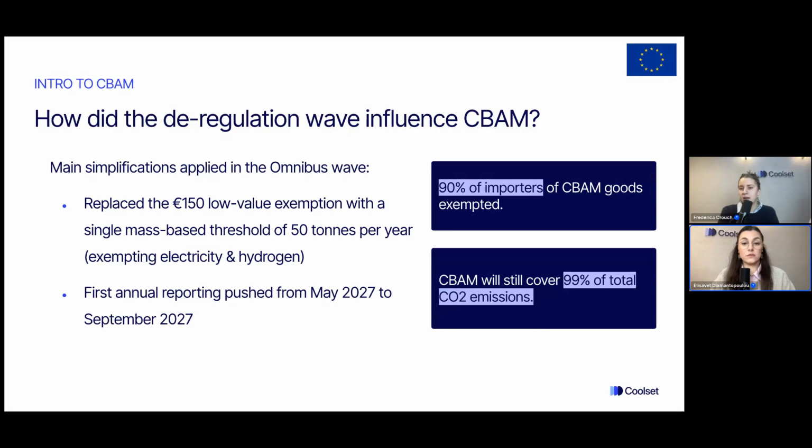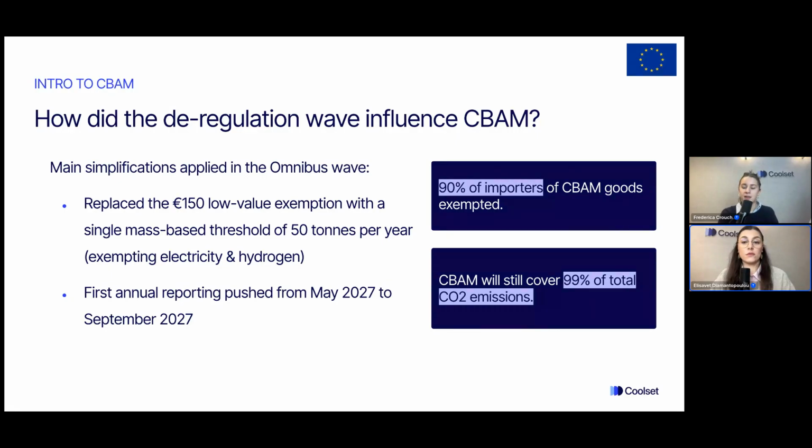And if you see on the right here, the scope is quite significant. So actually 90% of importers have been exempted by this change. But in terms of carbon, it's not significant at all because CBAM will still cover 99% of total CO2 emissions. So we can see that it's really simplified things for a lot of importers, single importers or SMEs, but in terms of climate impact, it's still significant.